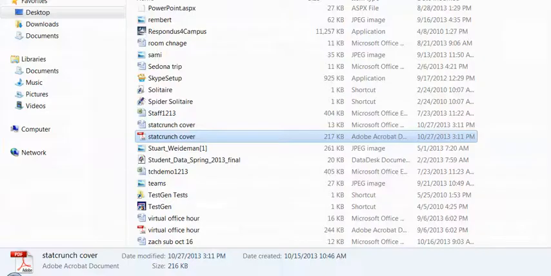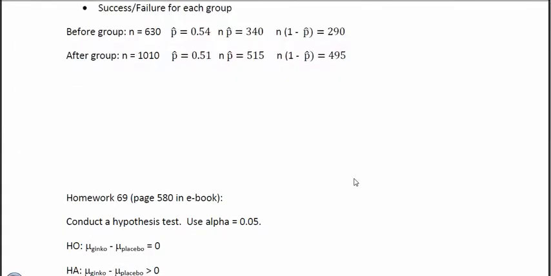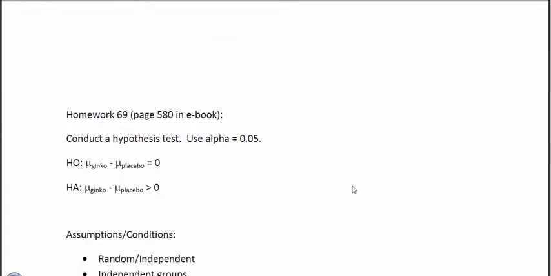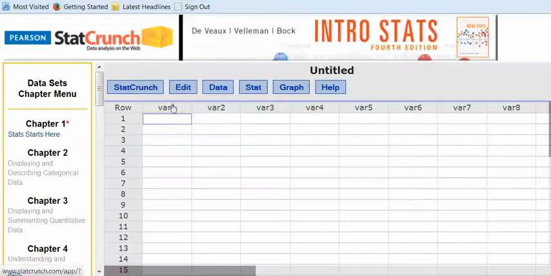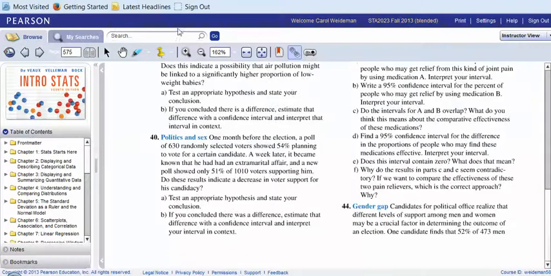Okay, let's go over and let's do a problem on means. So that was proportions, two proportions. So now we're going to look at two means. And this problem is looking at the use of a drug to improve your memory. Actually, it should be homework number 70 in your ebook rather than 69. Let me go ahead and pull that up. And it's on page 580.